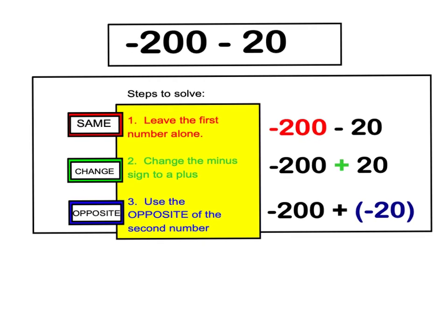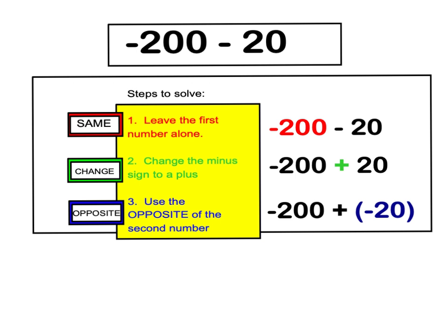The steps to turning this into an addition problem are to keep the first number alone. Change the subtraction sign into addition. And you're allowed to do this because the definition of subtraction is to add the opposite of the second number. So notice the 20 becomes negative 20.